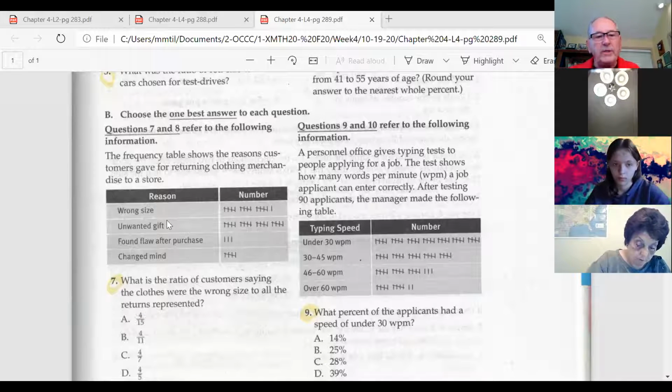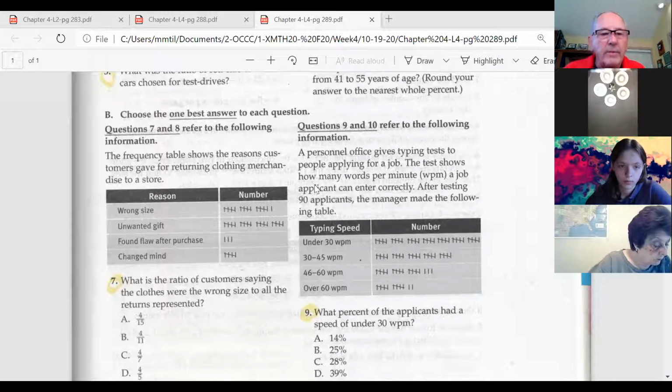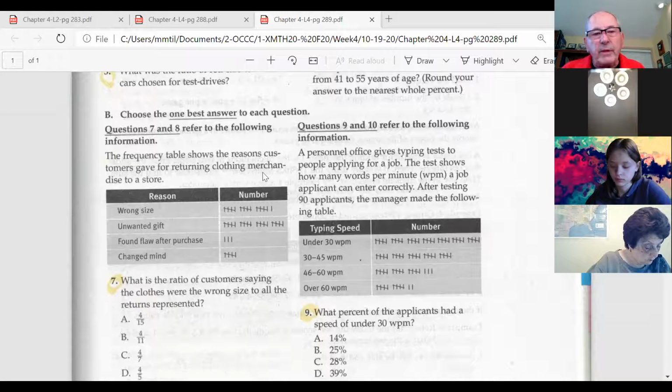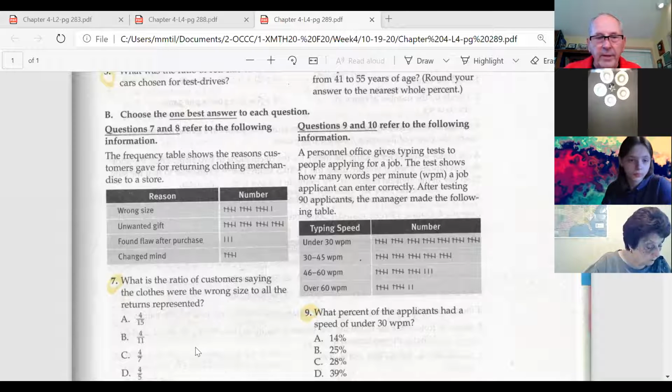Again, it's a frequency table that shows the frequency of the number divided by whatever we're talking about here. It was reasons customers gave for returning clothing merchandise, whether it's wrong size, unwanted gift, found flaw after purchase, or changed their mind. They're all valid reasons. So the first thing you want to do is add up all the reasons. You can't answer any of these questions until you add up all the reasons.